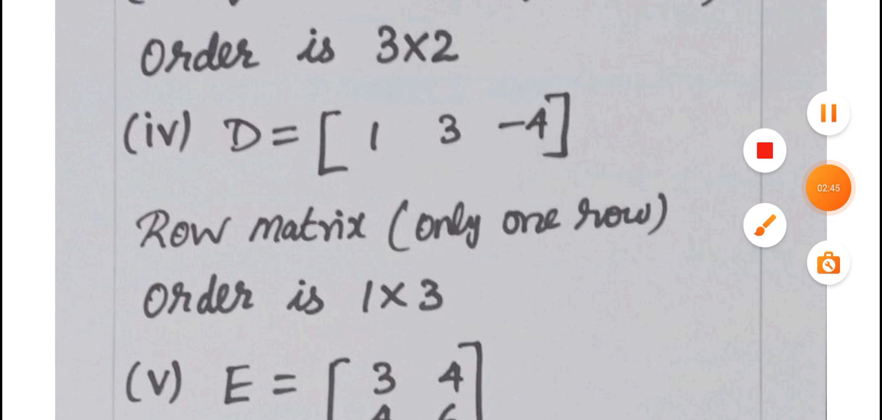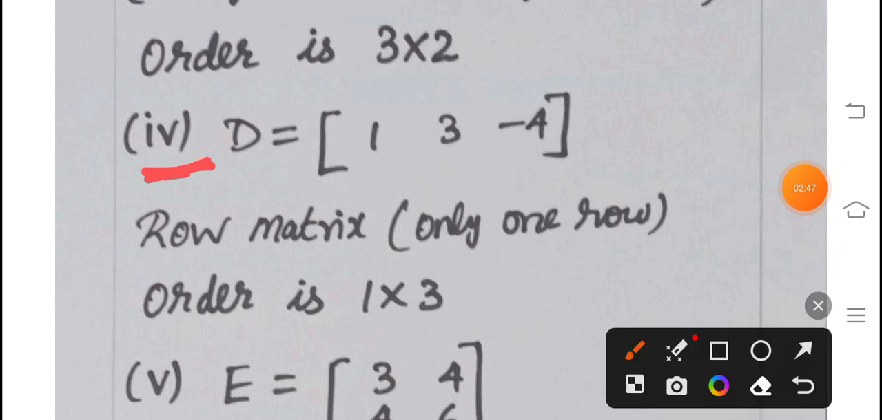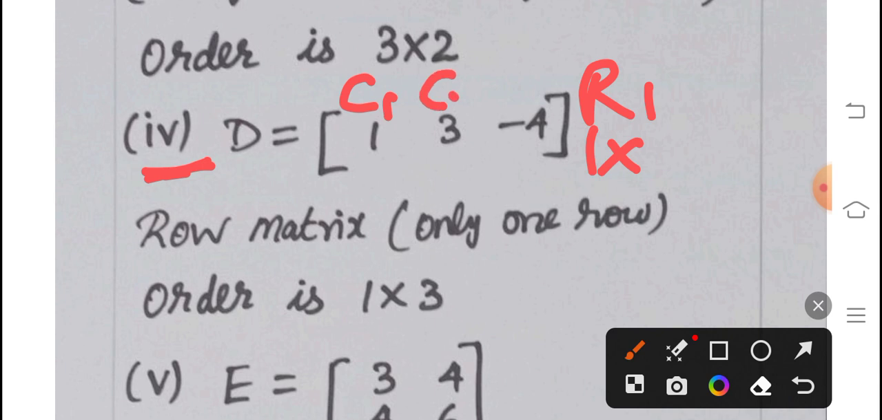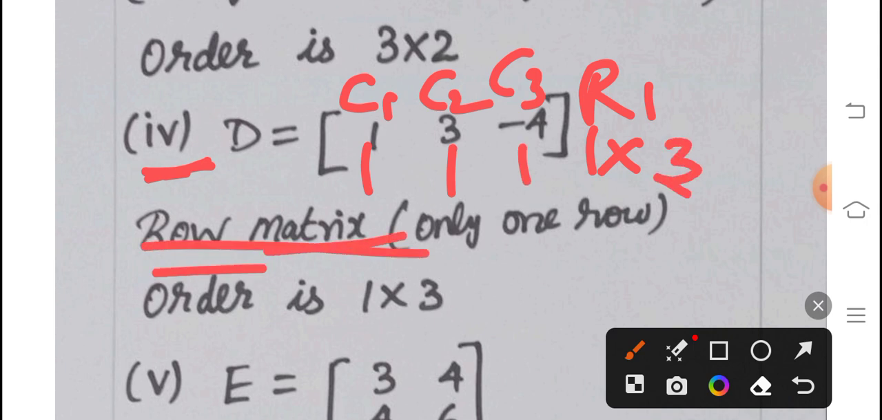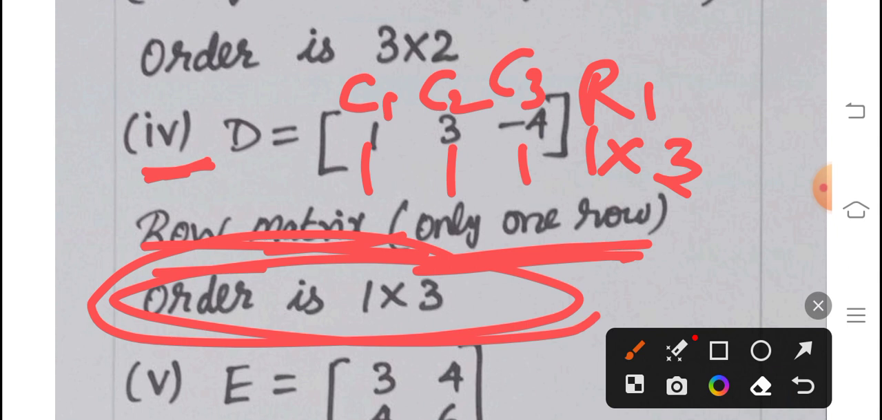Then go for the fourth subdivision. Just check the order, how many rows and how many columns we have. One row, R1 only, but columns C1, C2, C3. So we have 3 columns, and the order is 1 by 3. So it is again a row matrix, because we have only one row. The order is 1 by 3.